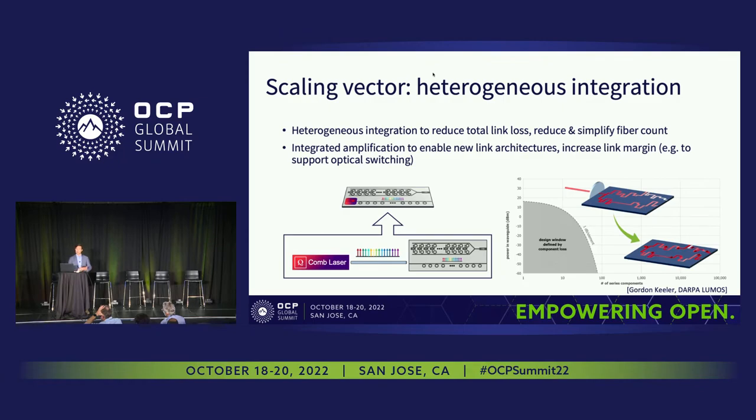And then if you can do integrated lasers, we can take that material and make integrated amplifiers as well. So that enables us to scale to new link architectures that would otherwise be unattainable without the ability to amplify on chip. Or we can just use it to increase the link margin, for example, to support lossier use cases like optical switching.